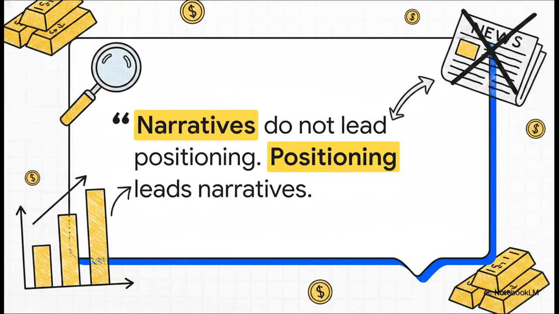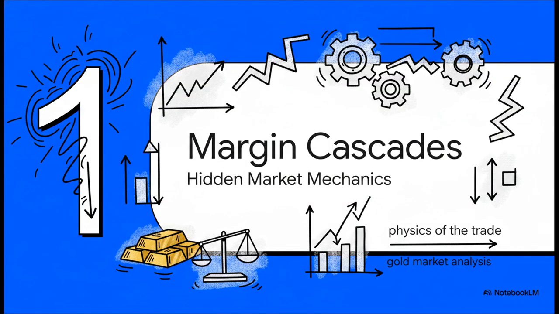I want to kick things off with this absolute core philosophy from our May 2026 source document by commodities analyst Carlos. Narratives do not lead positioning. Positioning leads narratives. As professionals, we aren't here to trade financial media headlines. We leave that to the amateurs, right? We are here to track actual institutional money. Because if you read the positioning data correctly, you know the true story before the ink on the headline is even dry. Let's start with Section 1, the hidden mechanics of margin cascades.